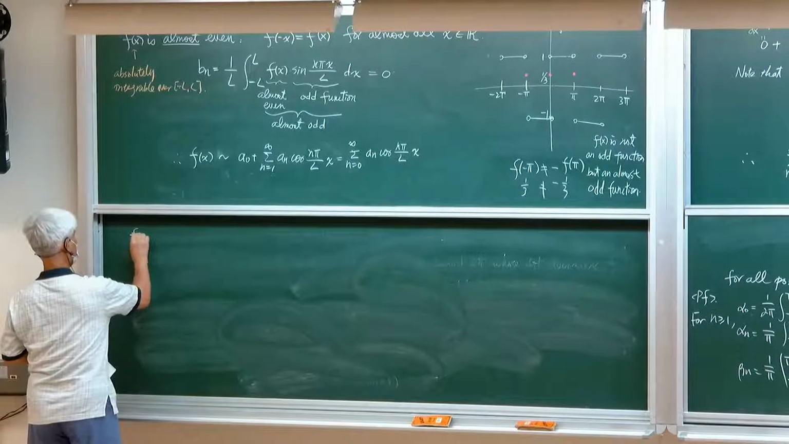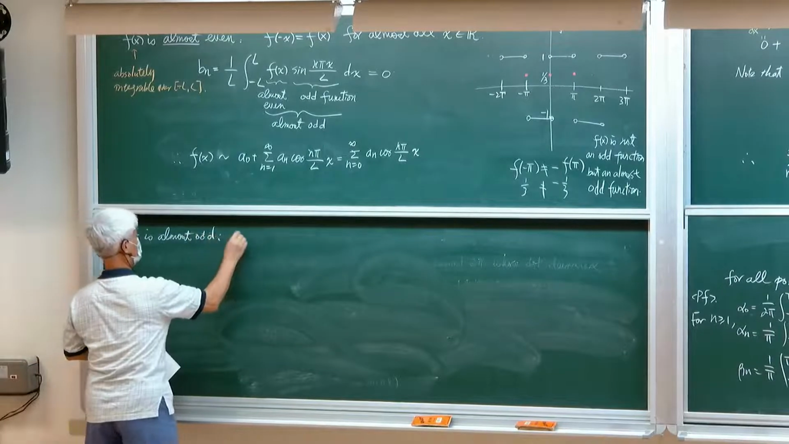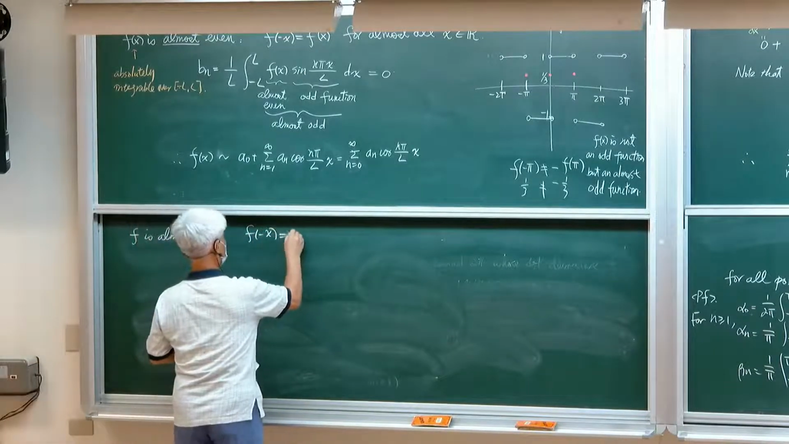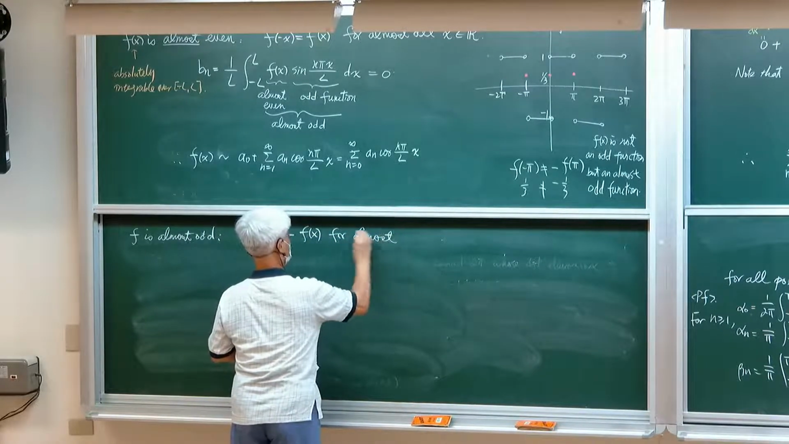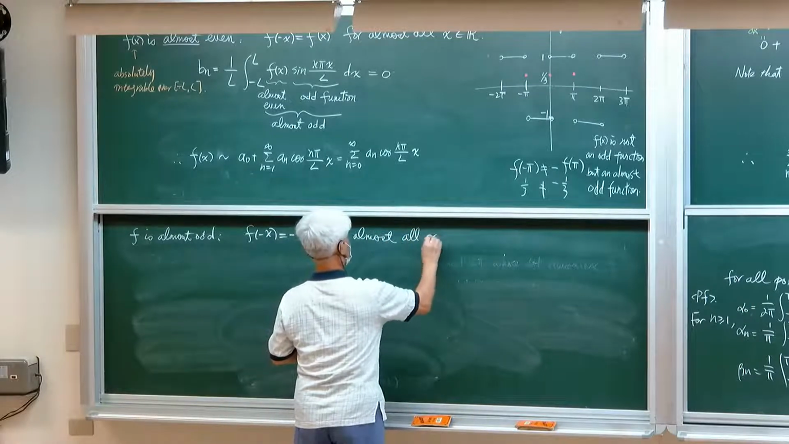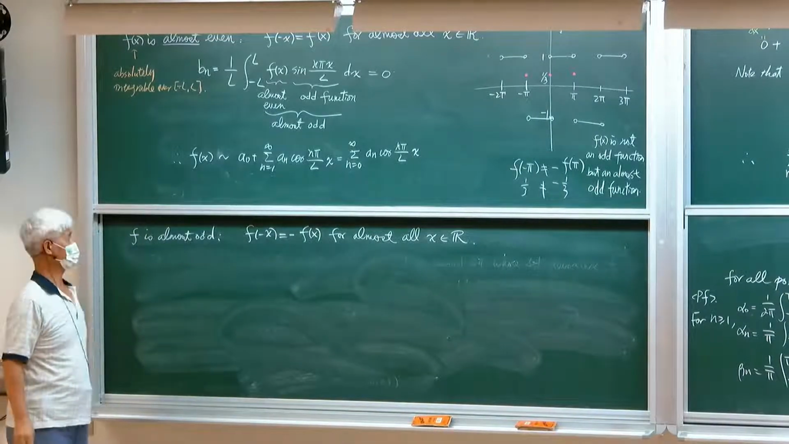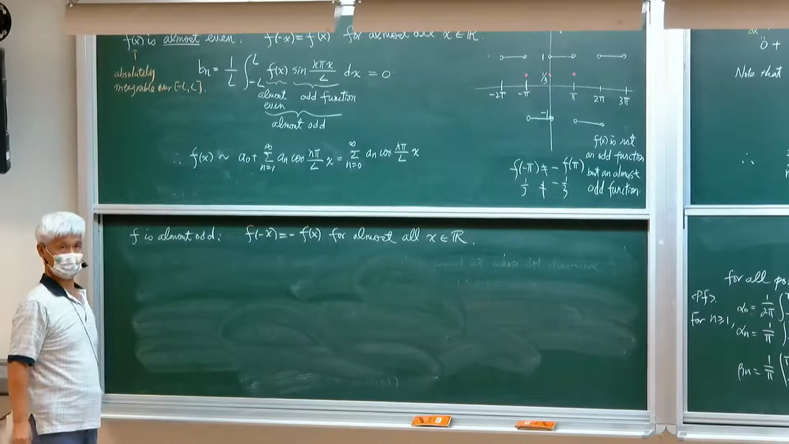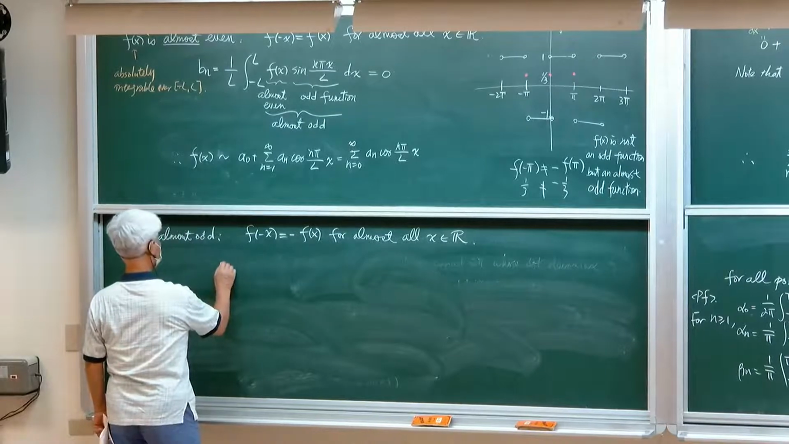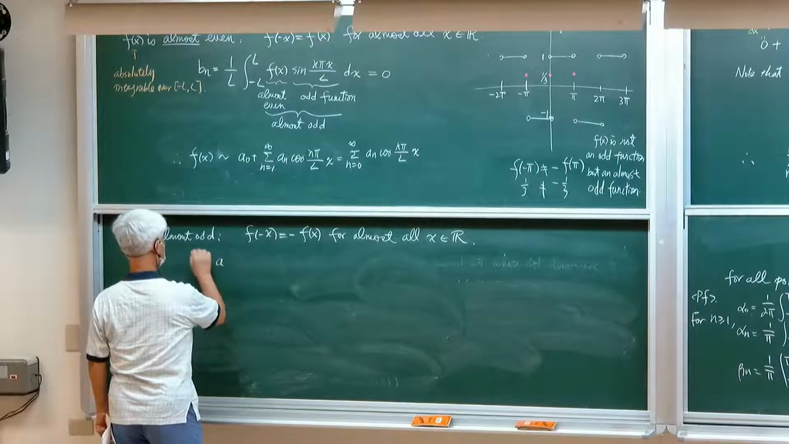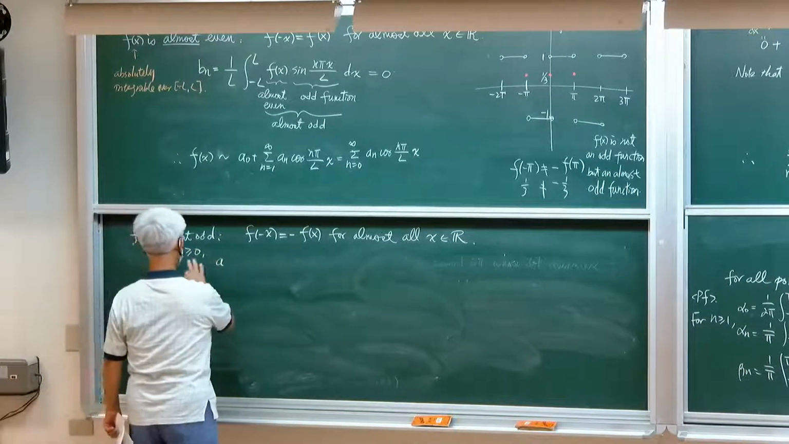The second case is that f is almost odd, which means that f of minus x is equal to minus f of x for almost all x in R. So this is almost odd. Then in this case, for n greater than or equal to 0, including 0, right?